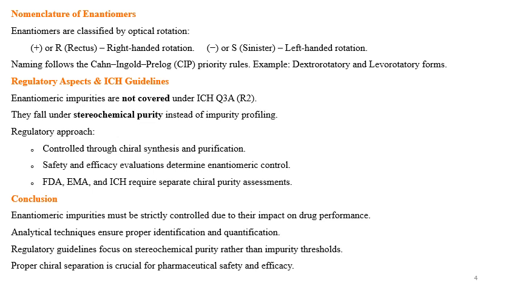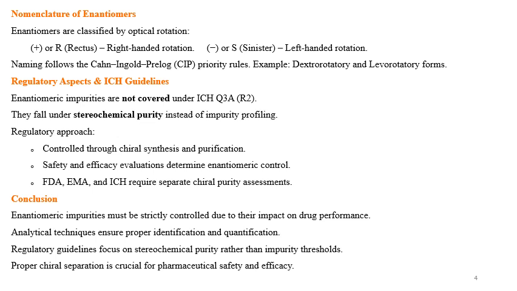Now see the regulatory aspects and ICH guidelines. ICH guidelines like ICH Q3A don't cover the enantiomeric impurities. The enantiomeric impurities fall under stereochemical purity instead of the impurity profiling. So what is the regulatory approach? These impurities are controlled through chiral synthesis and purification. Safety and efficacy evaluations are done to determine enantiomeric control. The regulatory authorities like FDA, EMA, and ICH require separate chiral purity assessment.